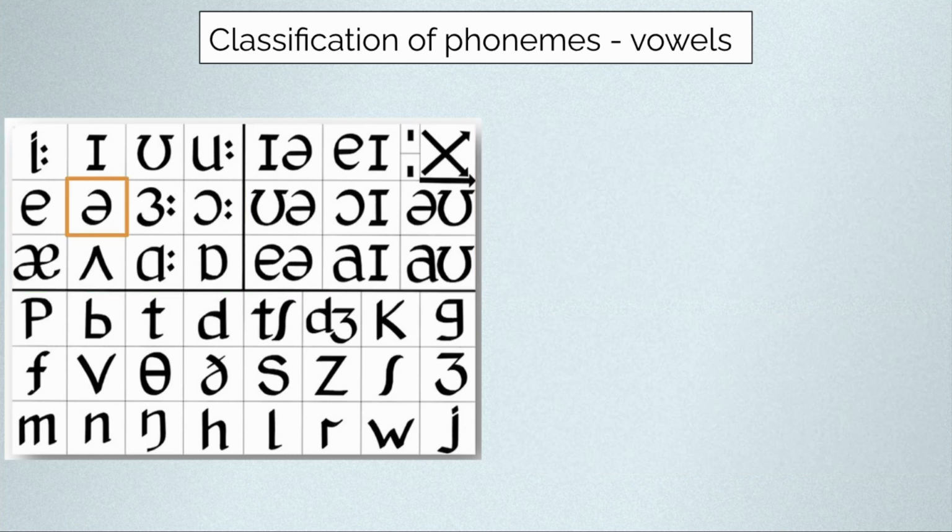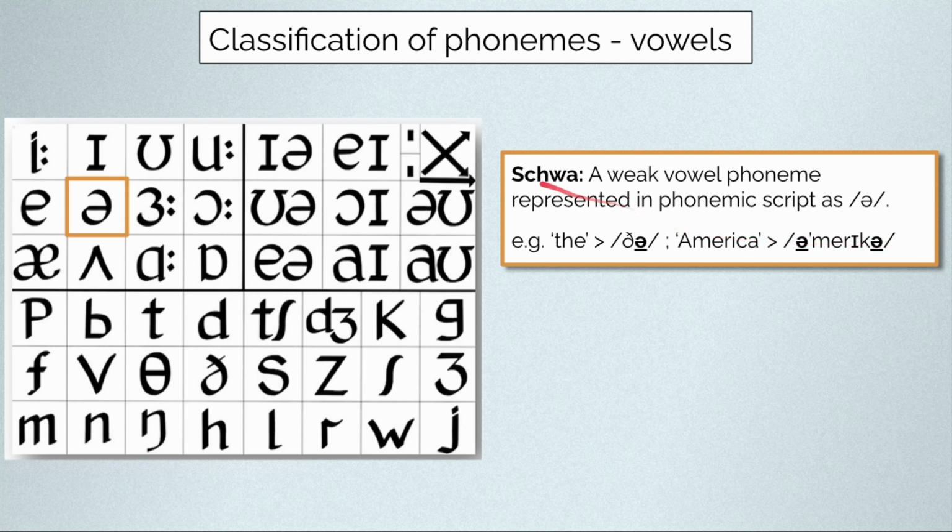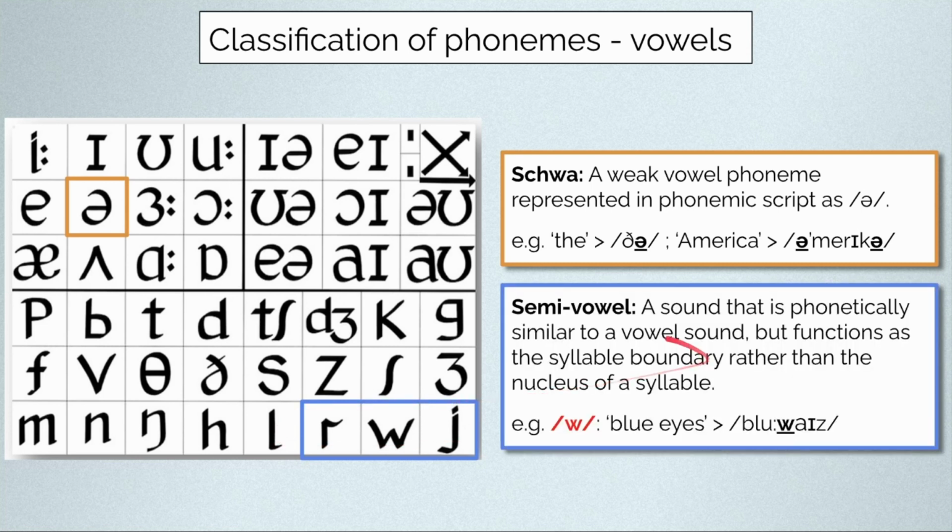Getting into a few more specifics, this sound here has a very specific name, you've probably heard of it, called the schwa, which is a German word. And a schwa is a weak vowel phoneme represented in phonemic script as /ə/, e.g. the, America. Down here we have /r/, /w/, /j/, and these collectively are called the semivowels.